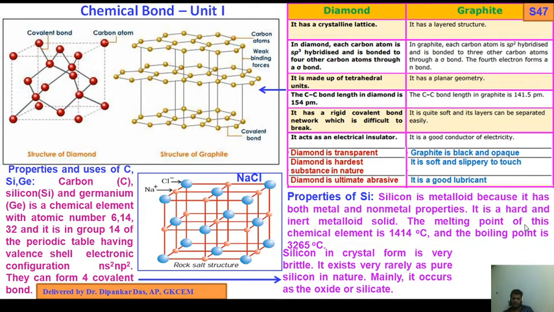The melting point of this chemical element is 1414 degrees centigrade. And the boiling point is 3265 degrees centigrade. Can you imagine? The boiling point of silicon is 3265 degrees centigrade. Okay. So at this temperature it can boil.